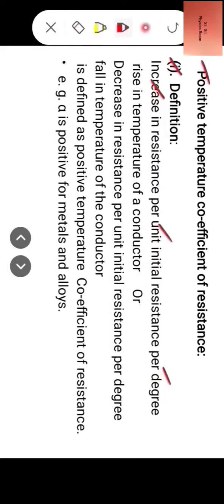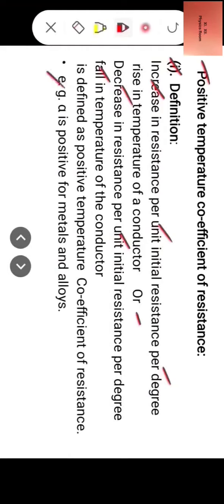I repeat, increase in resistance per unit initial resistance per degree rise in temperature of a conductor is defined as positive temperature coefficient of resistance, or decrease in resistance per unit initial resistance per degree fall in temperature of the conductor is also defined as positive temperature coefficient of resistance.